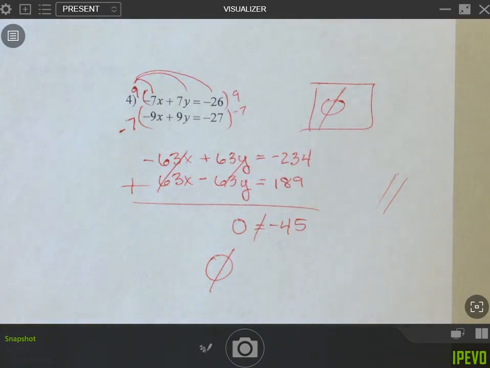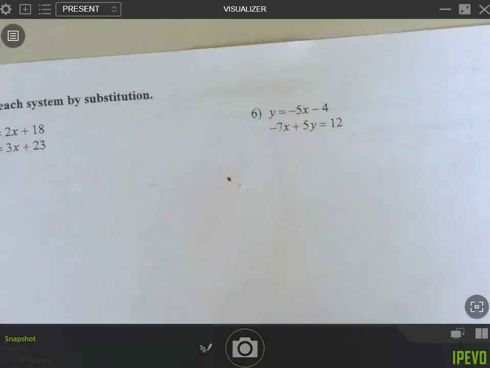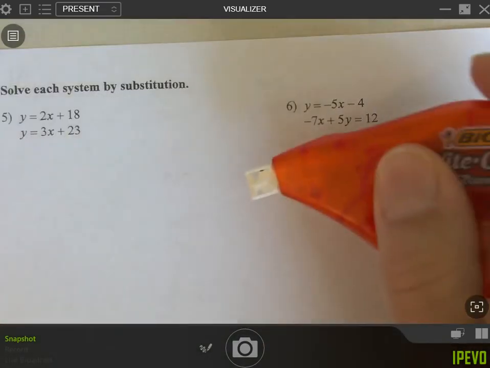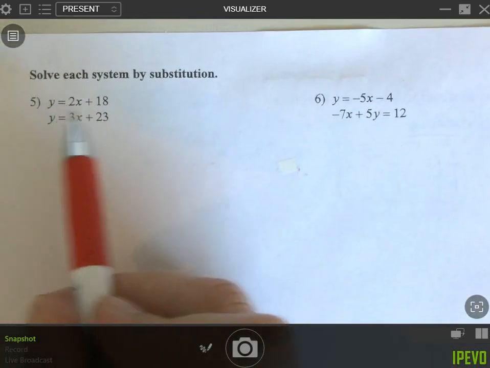Can you change gears with me and go to substitution? Now remember, once you do find a variable, you need to plug it back in and find the other. All right, so just like before, we have 4 levels of problems here. You're just trying one of each. And in this first level, both equations are solved for y.